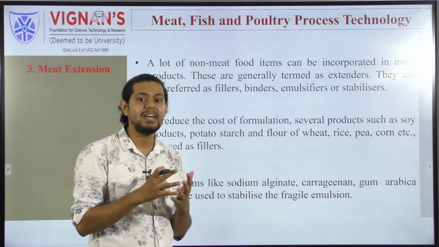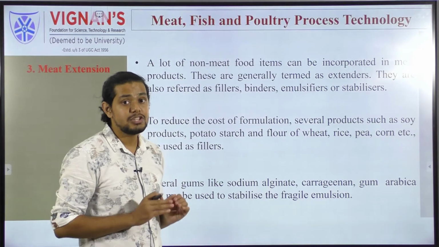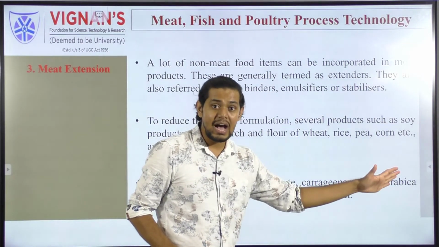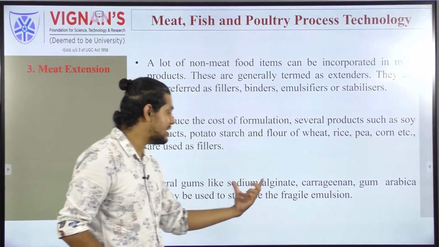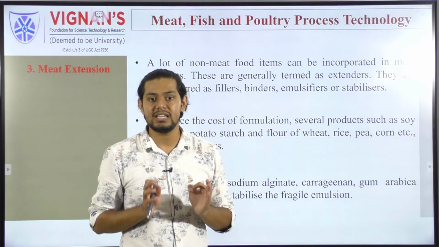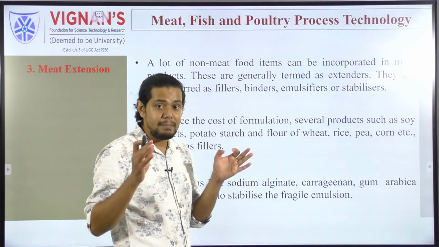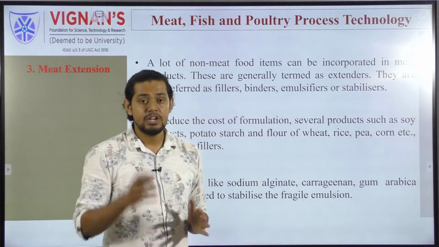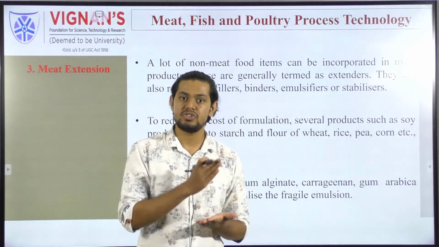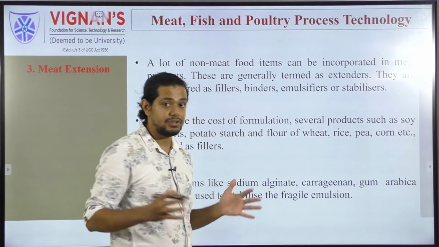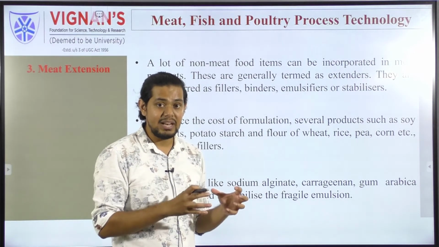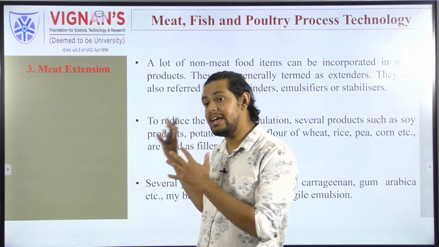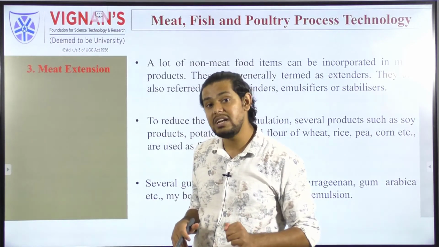Similarly, if you want to maintain a stable emulsion, then we will have to go for a suitable kind of extender as well. Several gums such as sodium alginate, carrageenan, and gum arabic are stabilizers. They may be used to stabilize a fragile emulsion. To maintain a perfect emulsion in any kind of product, we will have to use a stabilizer which will maintain the environment in a stable condition. Depending on what kind of product the meat industry is producing, we will have to choose a suitable extender, which in turn improves the product quality, stability, and overall palatability characteristics. So that was about meat extension and what kind of extenders can be used for the processing of meat and meat products.